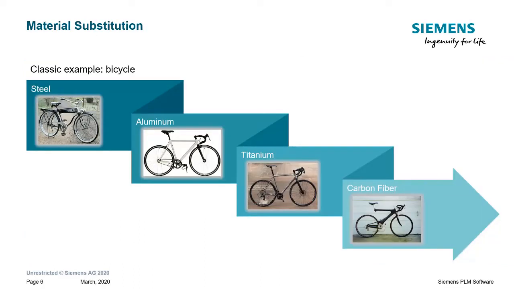The bicycle is a classic example of material substitution. When bicycles were first designed and used, they were made of steel. However, as time and material technology got better, we switched to aluminum, and then titanium, and now many modern racing bikes are made from carbon fiber. In each iteration, the bicycle became lighter and just as strong as the previous design. That results in less energy expended by the rider so that he can maintain the same speed or even go faster.